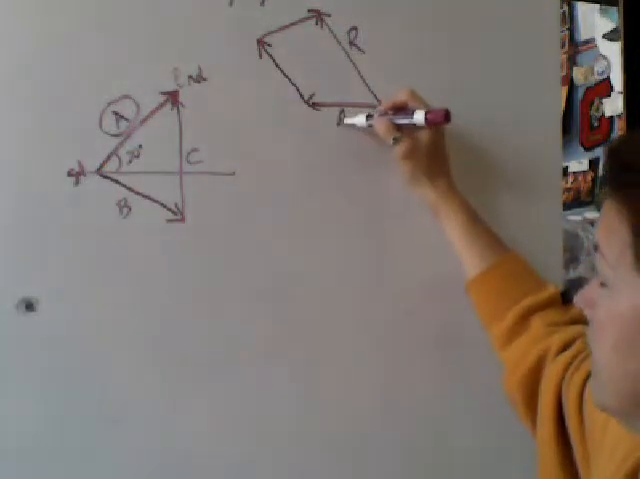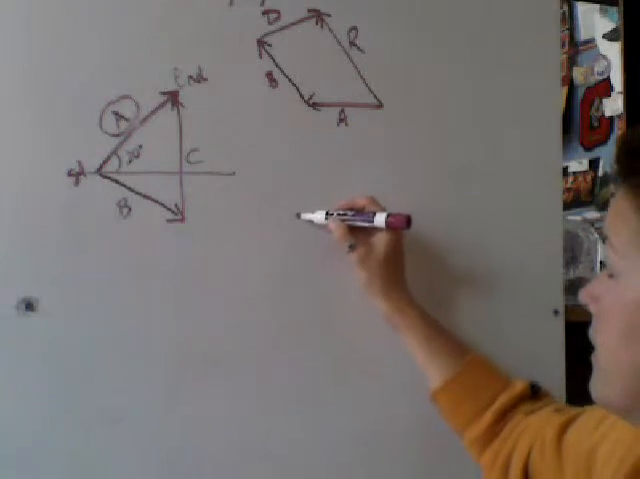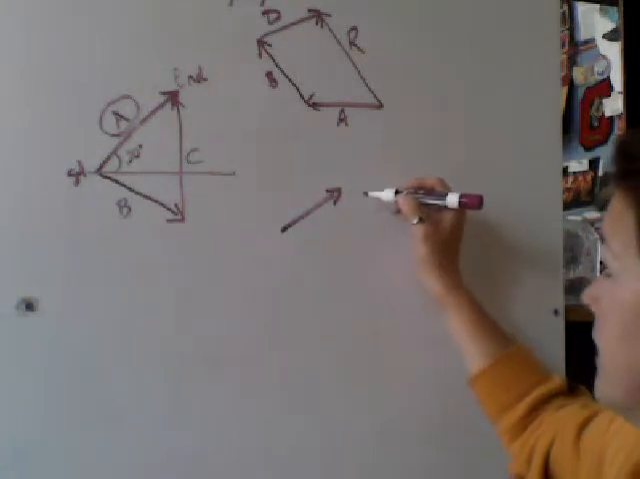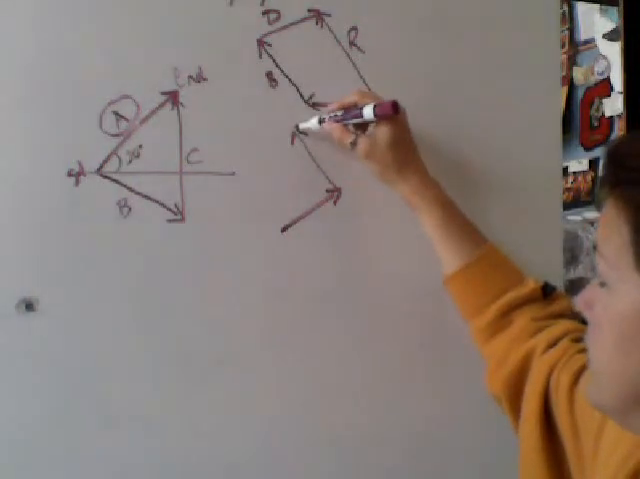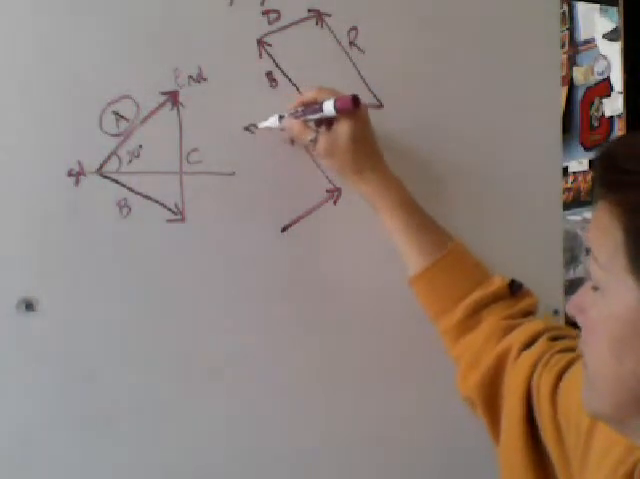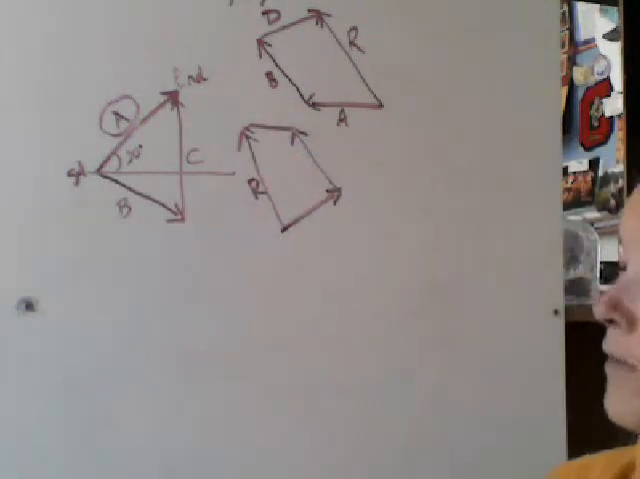Just to show you that it doesn't matter what order we do them in, we'll start with vector D, and then we can do vector B, and then do vector A. And again, our resultant vector would be there.